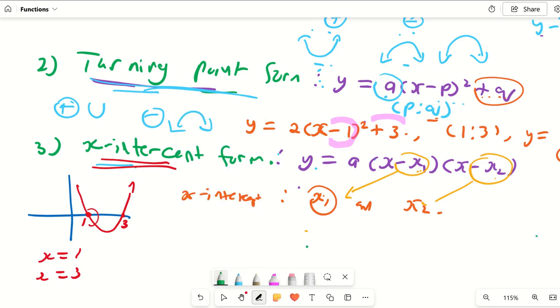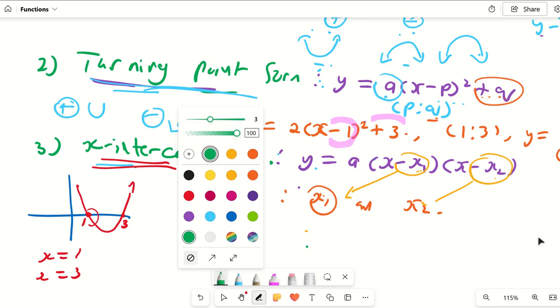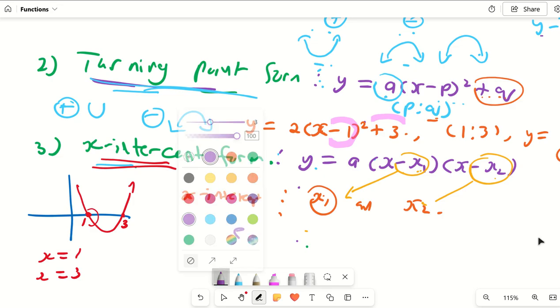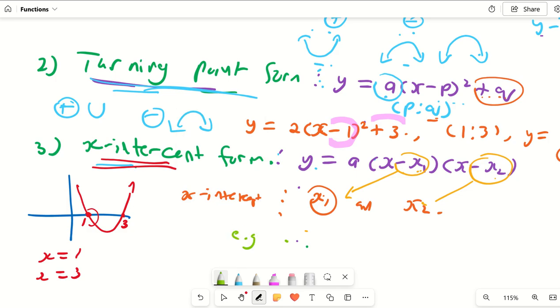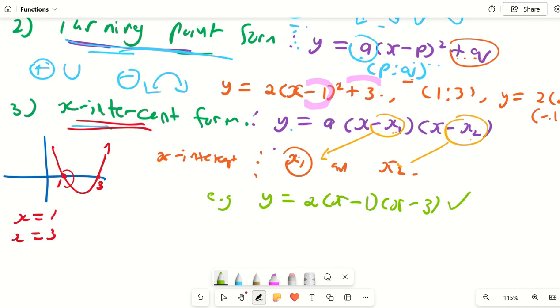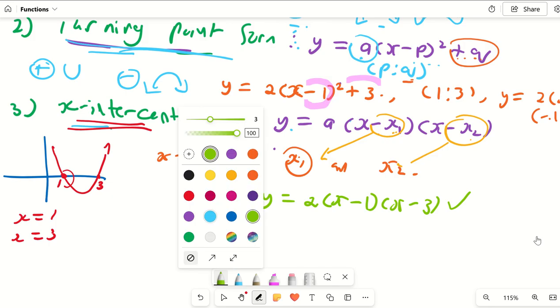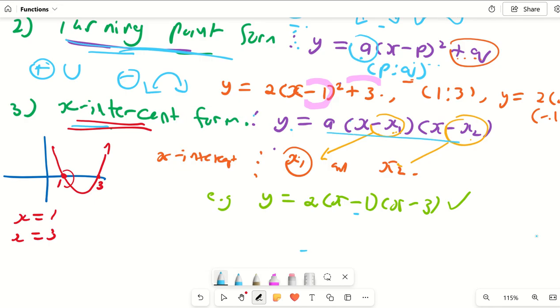An example would be something like this. y equals, let's just say, 2(x minus 1)(x minus 3). Now, if they give you something like this in the exam without having drawn the graph, and they ask you what are the x-intercepts of this function, you don't have to bother yourself doing calculations. You see that this is in the x-intercept form. So just write them down. It's the opposite sign of that. The first one, x1 is 1, and the second one, x2 is 3. You take the opposite signs of what you have there.